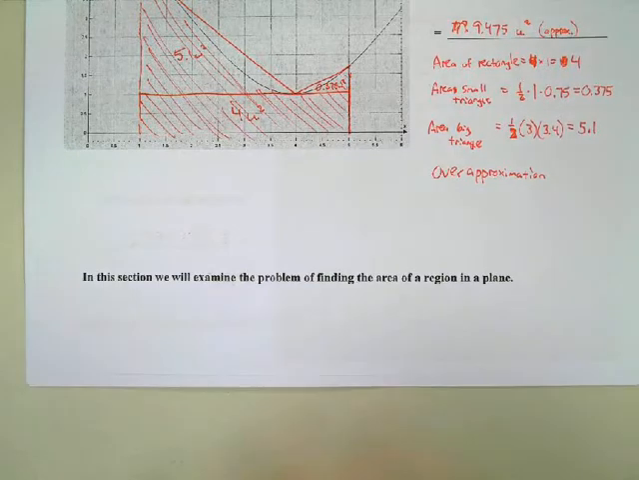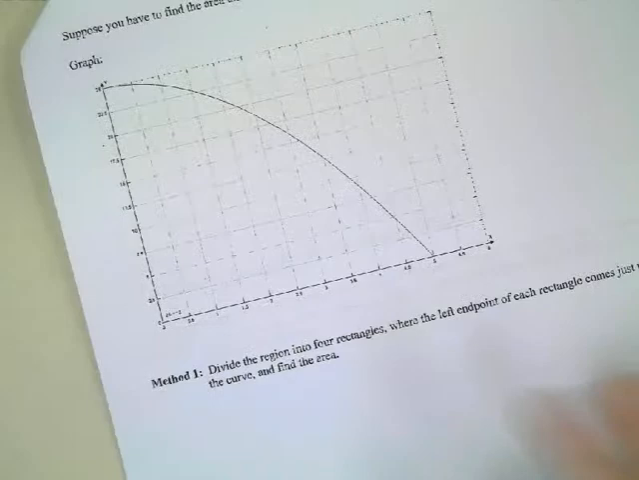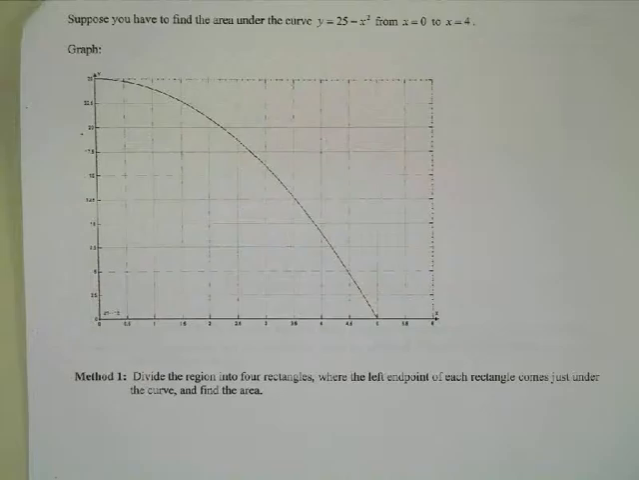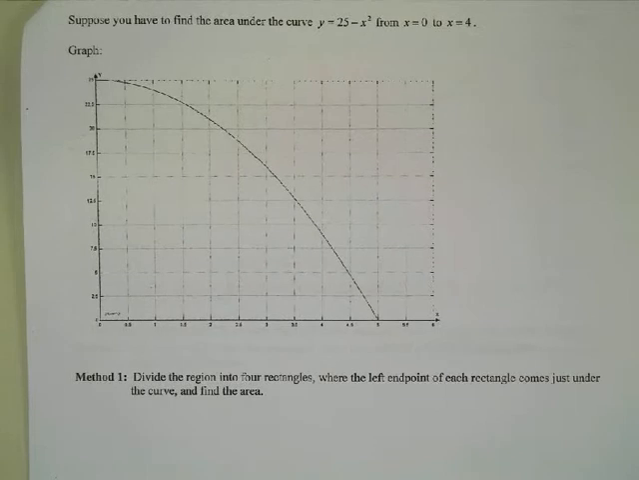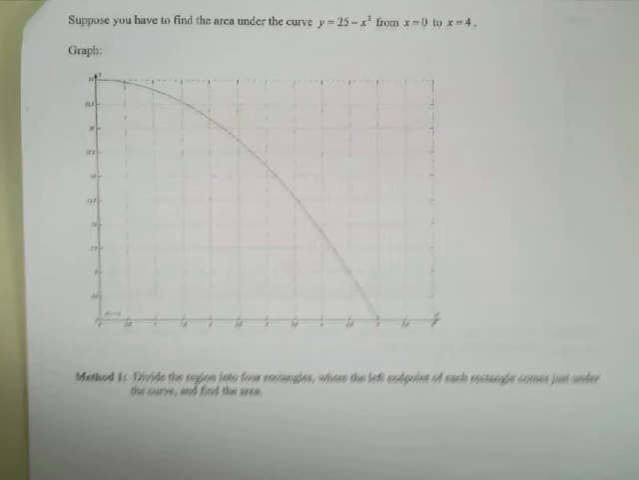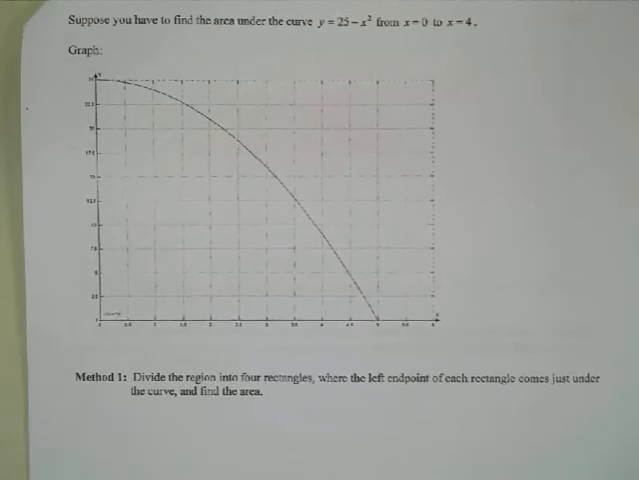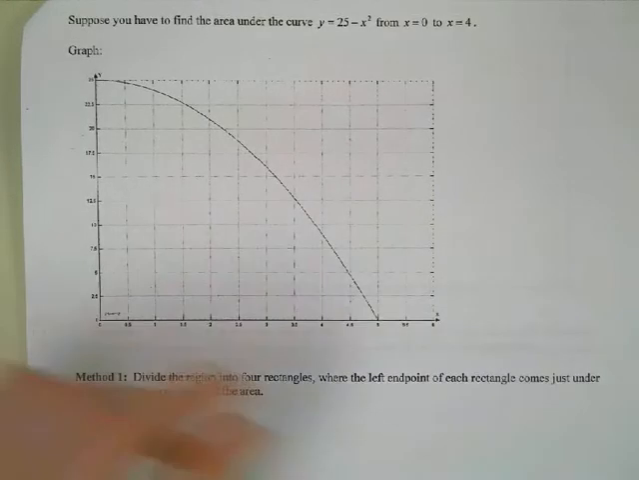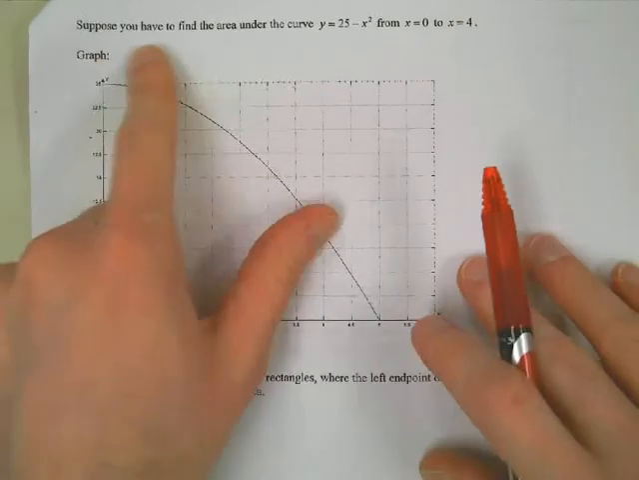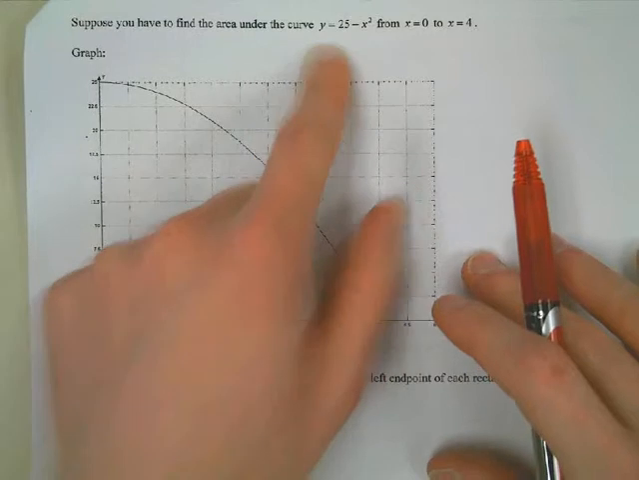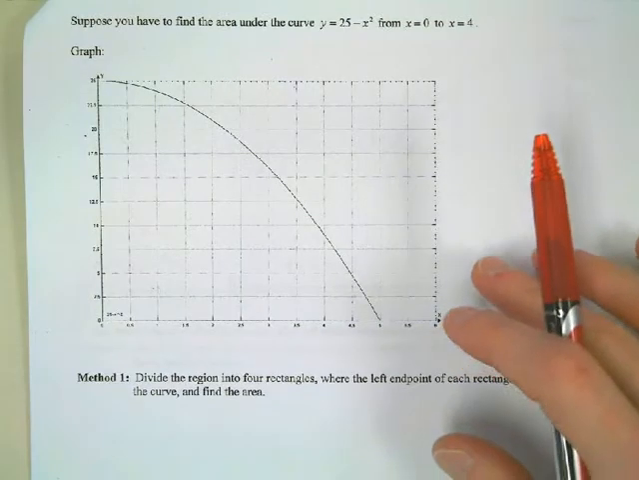Okay, so in this section, we're going to examine the problem and find the area of a region in the plane. So flip the paper over, and now we're going to look at another curve, a curved curve, right? Not those straight line curves that aren't really curves in the first place. It's another actual curve. So, reading the directions here, it says, suppose you have to find the area under the curve y equals 25 minus x squared from 0 to 4.